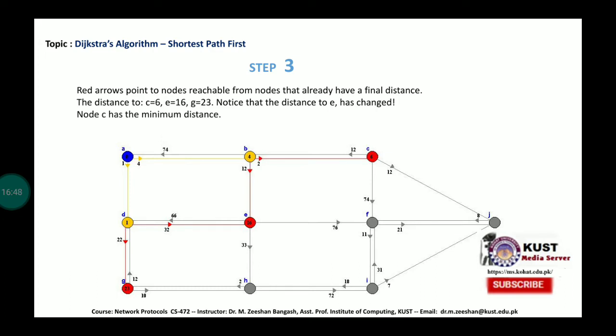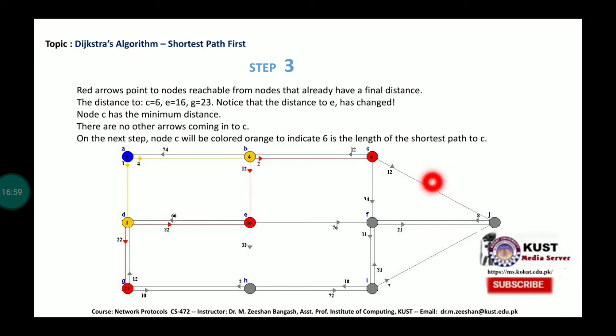Now the node C has the minimal distance, and there are no other arrows coming into C. So the next step is that C will be colored orange in order to indicate that the value of C, which is 6, is the length of the shortest path towards C.